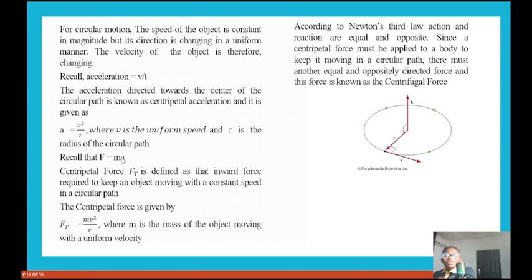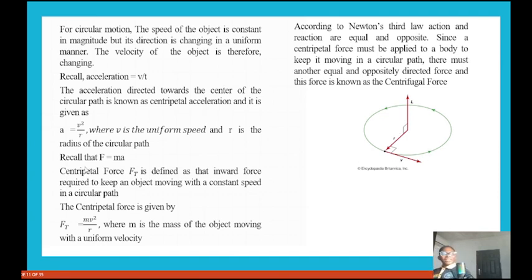Since we know that F equals ma, if I put my a here, I'm going to have F equals m multiplied by v squared over r for a circular motion. We started from acceleration, which is the change in velocity over time. But for a circular motion, acceleration is given as v squared divided by r, that is velocity squared divided by the radius of the circular path, and that's what we can see here.